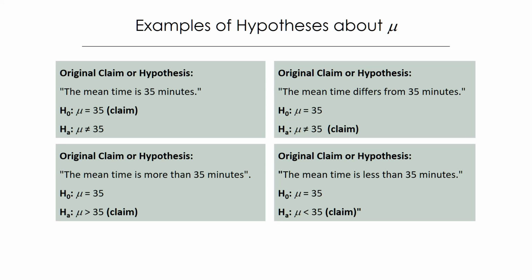So which one's the claim is very important to identify for future reference for when you want to draw your conclusion about the claim. So you can see in this case when the claim is that it is a certain value, that's H0, whereas when the claim is that it's not, different, greater, or less, that's HA.